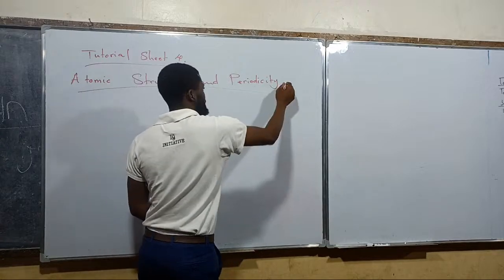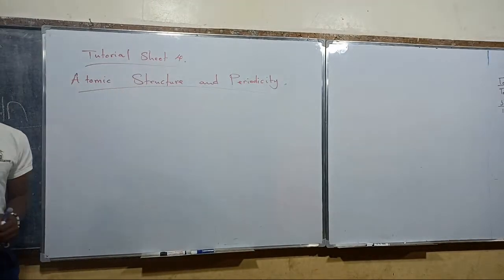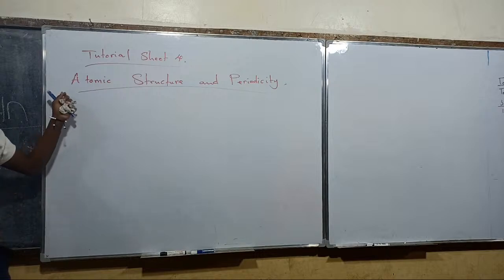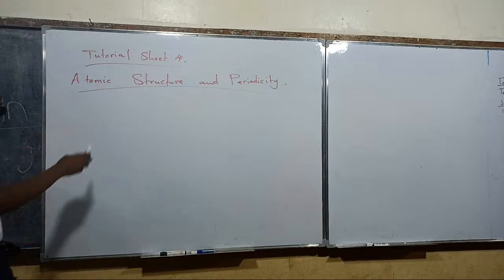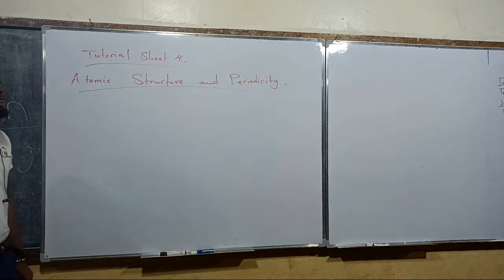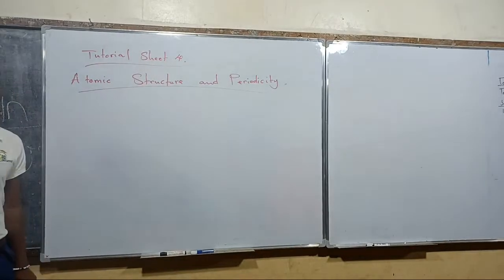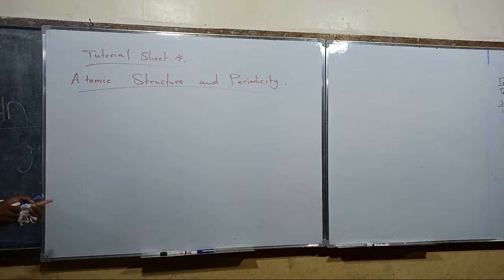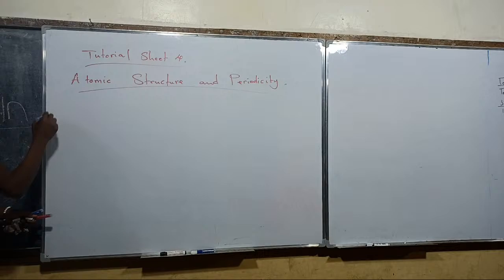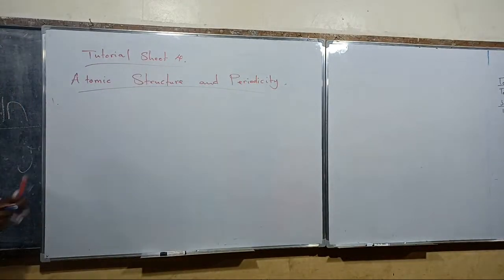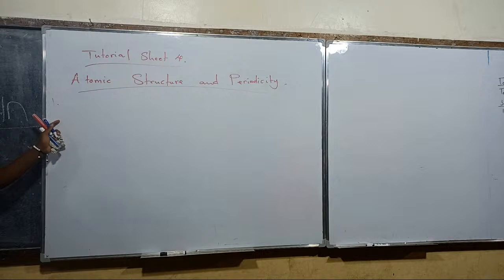The topic is atomic structure and periodicity. Before we start solving the questions from the tutorial sheet, I'm going to give you a comprehensive summary, just the key concepts that you need to know when dealing with atomic structure and periodicity. There are only about 6 things that you need to know. I'm just going to give you a summary and then we're going to solve some selected questions from the tutorial.